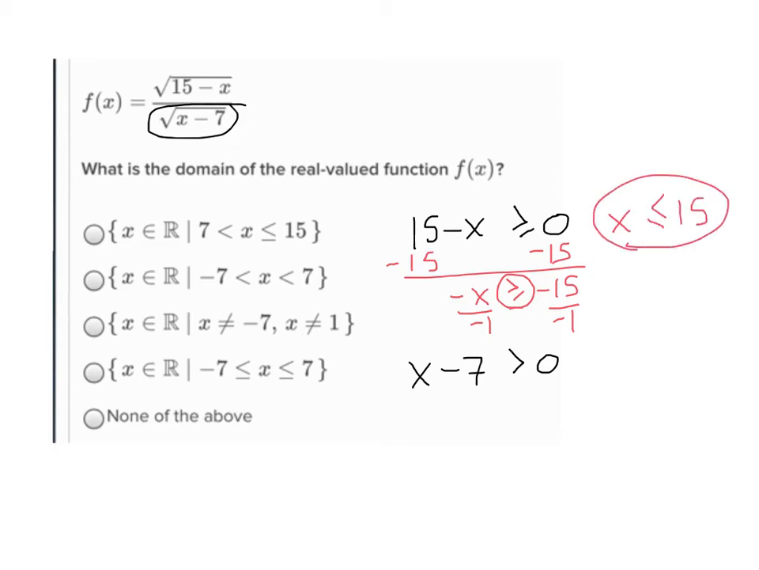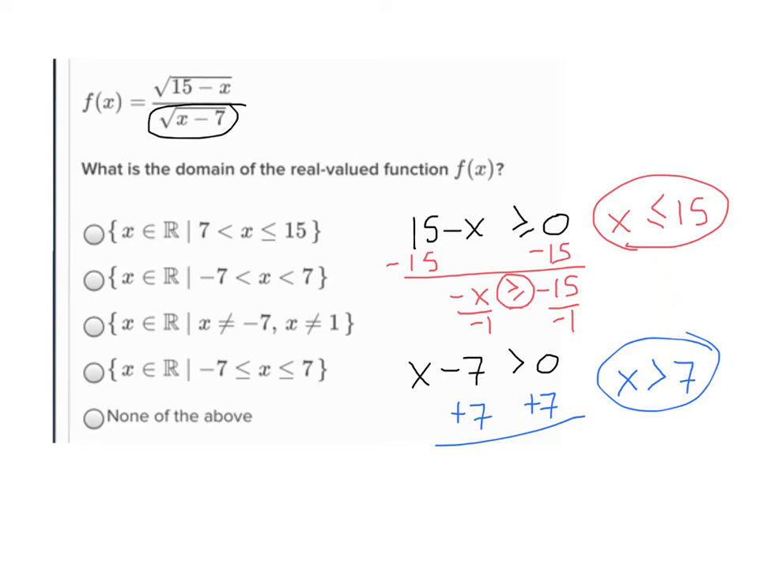And let's solve the other one. I'll add 7 on both sides. And so I'm saying x must be greater than 7. And so our two restrictions are the following. X must be bigger than 7, or x must be smaller than or equal to 15. So we're saying x must be bigger than 7 or smaller than 15.